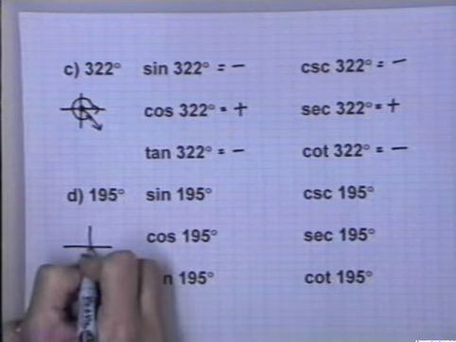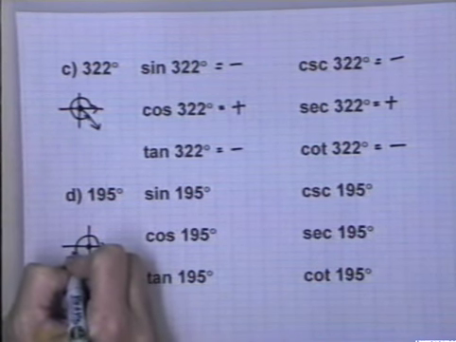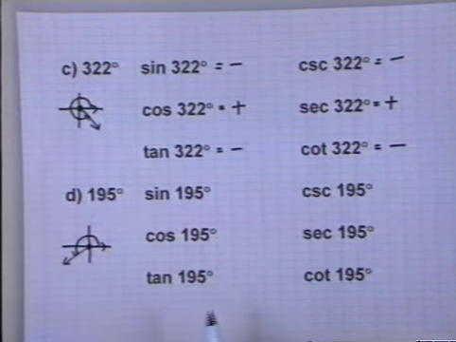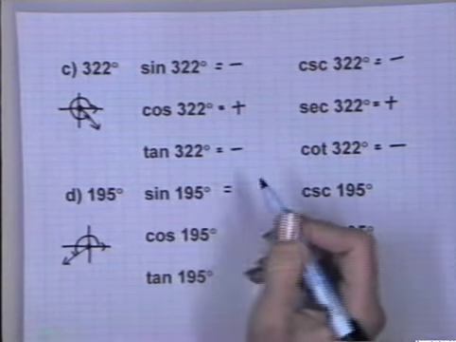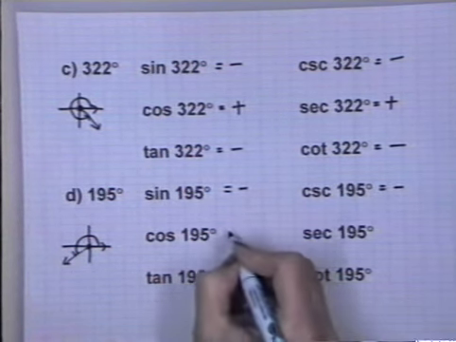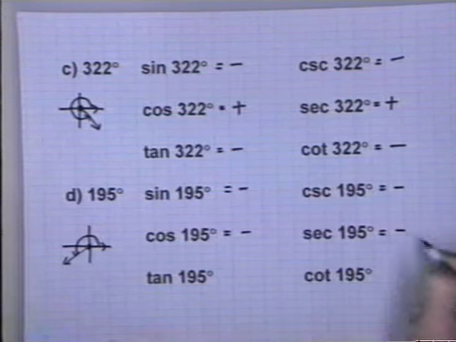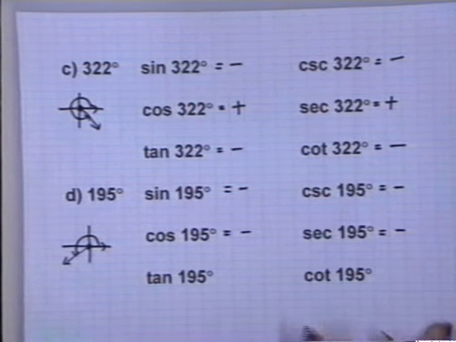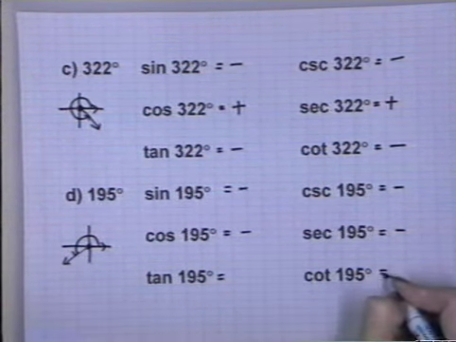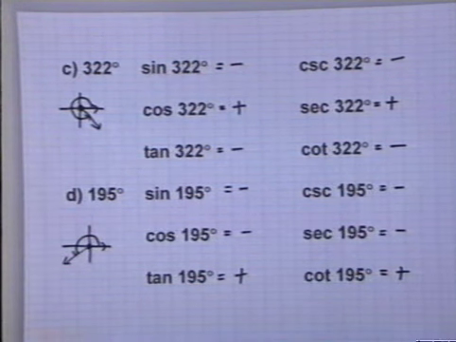Last, we'll look at 195 degrees. Which quadrant is its terminal side? 90, 180, it would be in the third quadrant, wouldn't it? So the sine function of 195 degrees would be negative, as would its cosecant. The cosine function in the third quadrant is negative, so the cosine and secant of 195 degrees would be negative. And which functions are positive in the third quadrant? The tangent and the cotangent. So the tangent of 195 degrees would be positive, and the cotangent of 195 degrees would be positive.